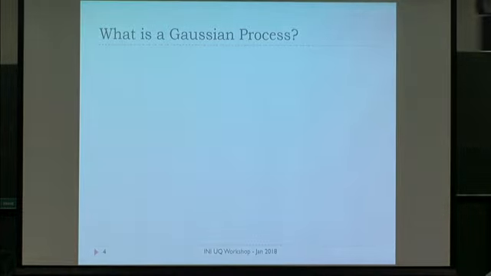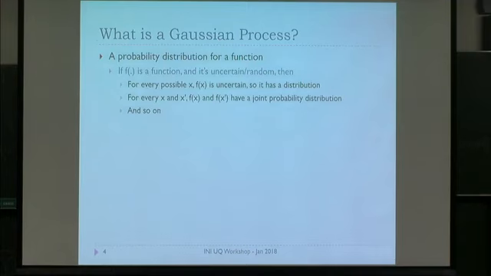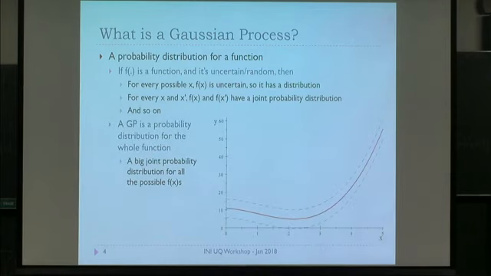So, introduction. What is a Gaussian process? Well, as far as we're concerned in this context, it's a probability distribution for a function. So if f is a function and it's uncertain or random, then for every x, f(x) is uncertain, so it has a distribution. And for every x and x prime, f(x) and f(x') have a joint probability distribution, and so on. And we get a probability distribution for the whole function. So it's a big joint probability distribution in infinite dimensions.